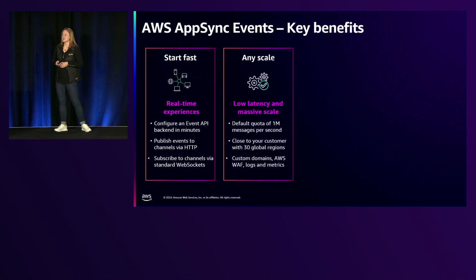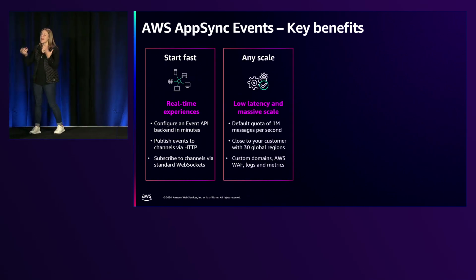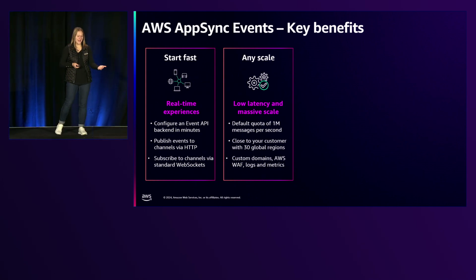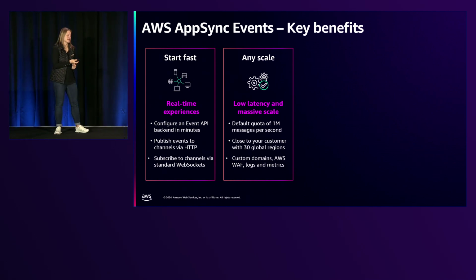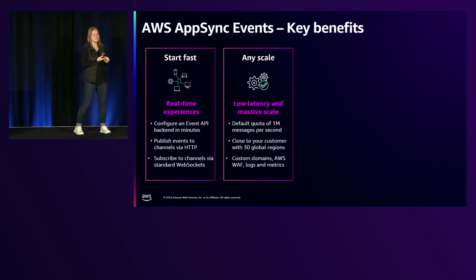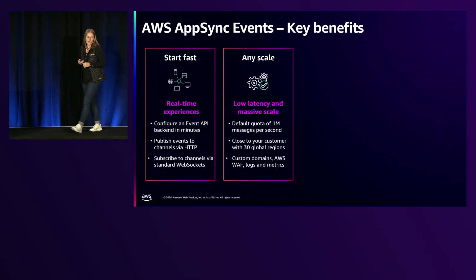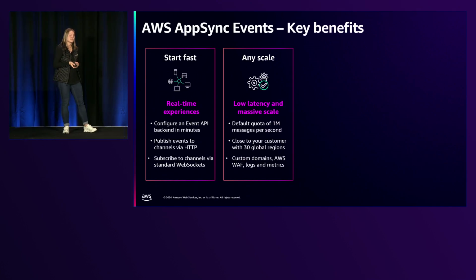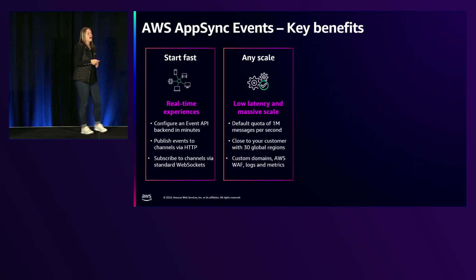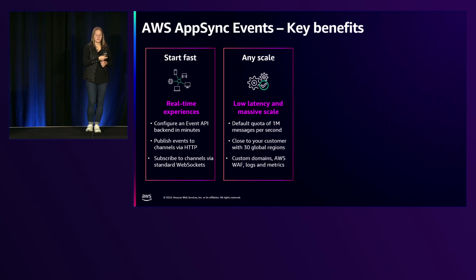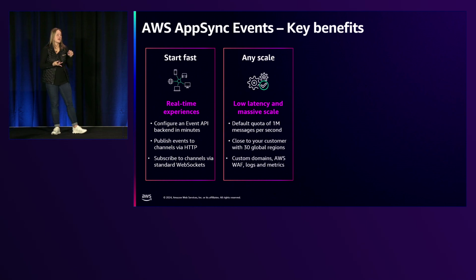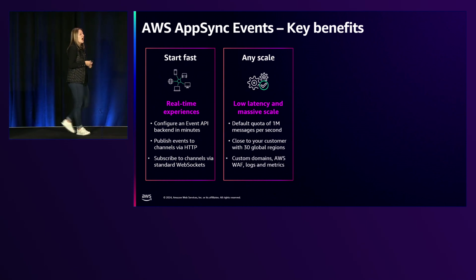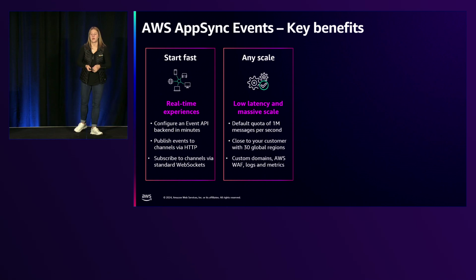The second benefit that we're seeing is customers have the ability to go to any scale, right? And this is really a key component when we think about getting started fast, but also being able to have that enterprise scale within our API with extremely low latency and default quotas that support that scale. As a default quota, you're able to scale to 1 million messages per second with your AppSync event API. You have the ability to deploy these APIs to 30 global regions, as well as the enterprise features like custom domain support, AWS Web Application Firewall integration, as well as logging and metrics powered by Amazon CloudWatch.